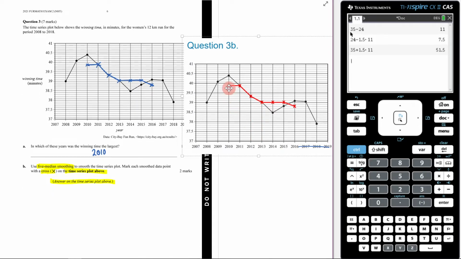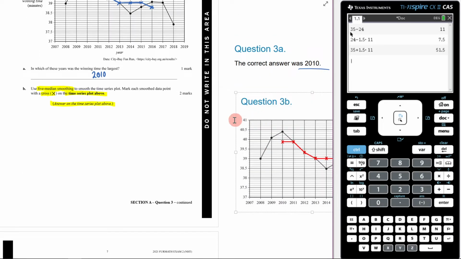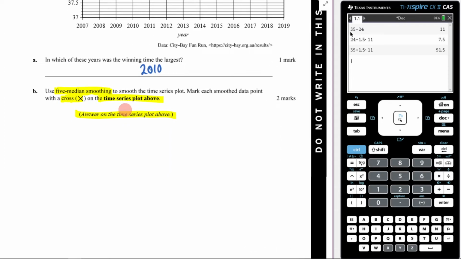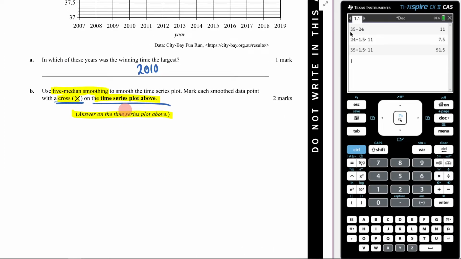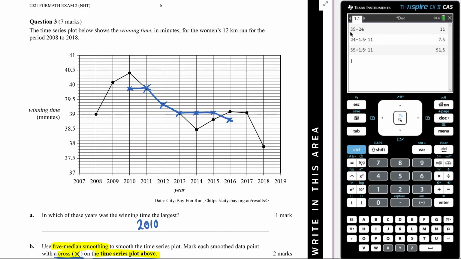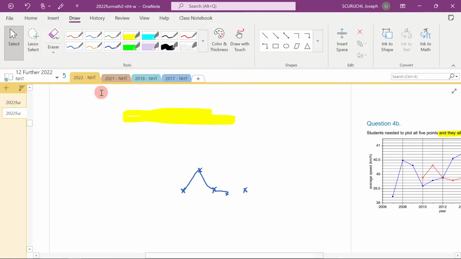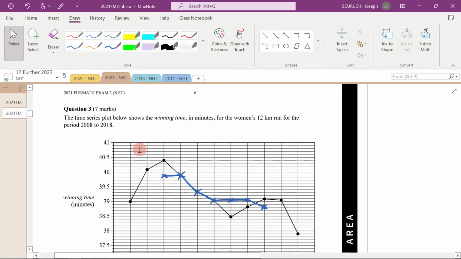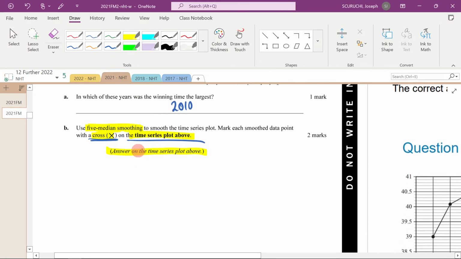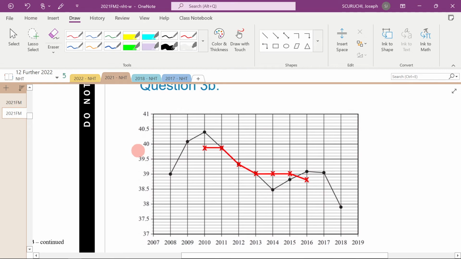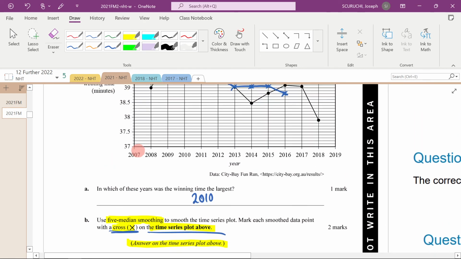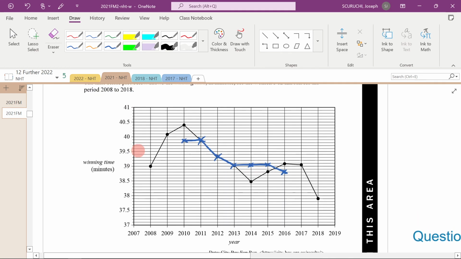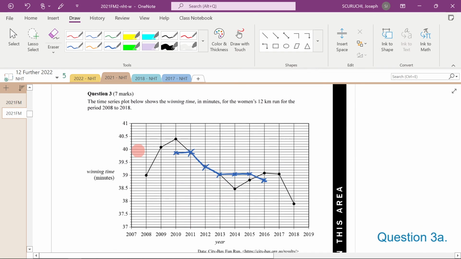Ours looks pretty good. Now, in terms of connecting them up, our instructions here just say mark each of the smooth data points with a cross on the time series plot above. It didn't say connect them up. What's interesting is that if you go to 2022, for a 7 median smoothing, it says mark the smooth values with a cross and connect the lines. So I think maybe in 2021, you could have gotten away with not connecting the lines. But obviously they expected you to connect the lines because that's what the examiner's report showed. But then in 2022, they provided more specific instructions that said you needed to connect the lines. So just make sure you read your questions carefully and you do what you're asked to do.